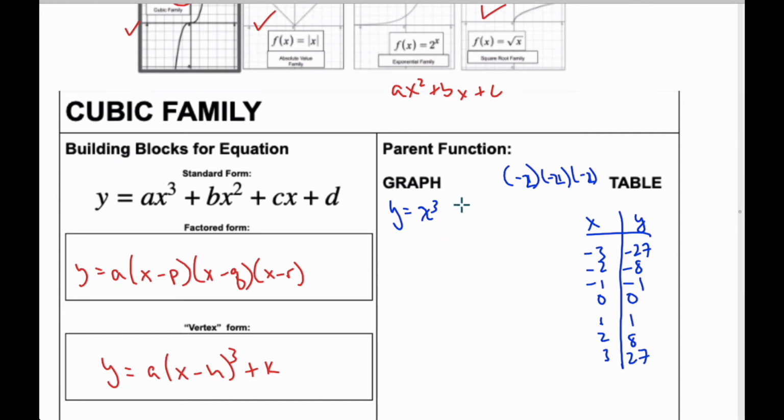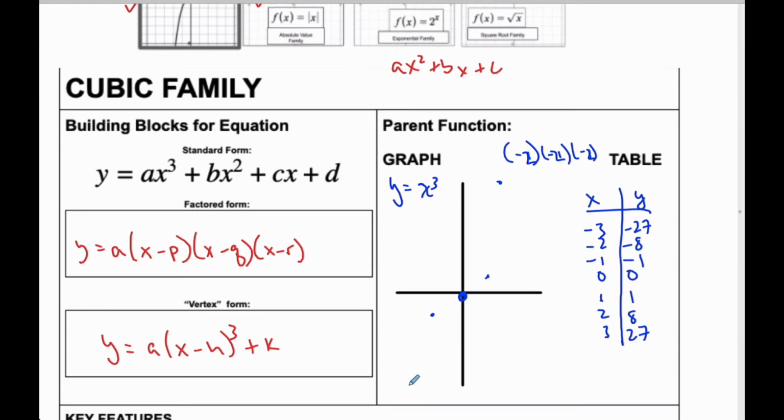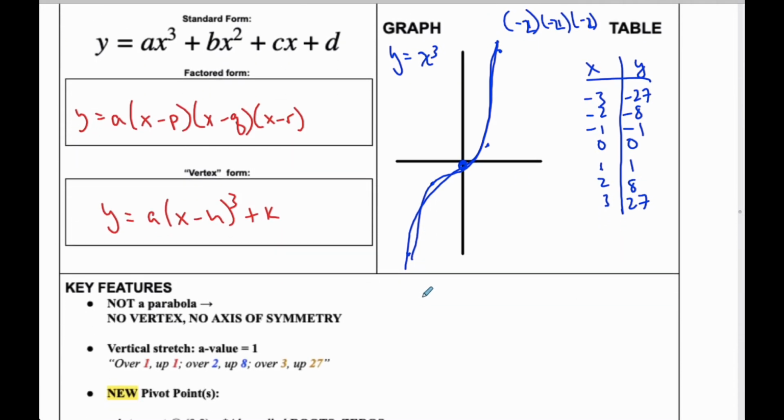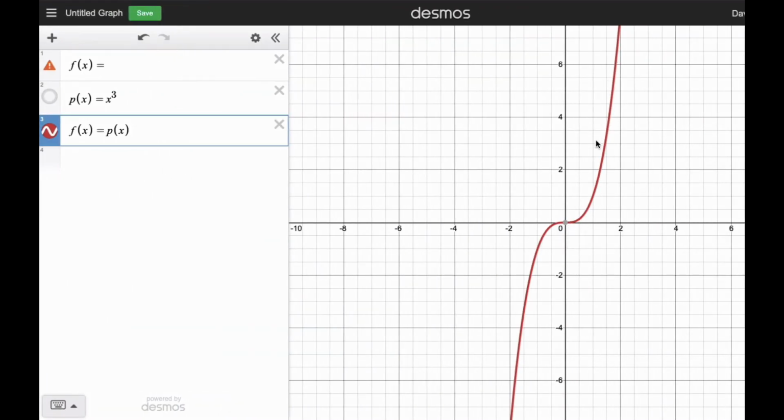So when I come along here and graph this scenario, I have 0, 0 in the middle, I have 1, 1, I have 2, 8, and 3, 27. Similarly, I have -1, -1, -2, -8, and so I get this graph here that goes like this. It's hard to do on the screen. And there is our x cubed graph. Here is our x cubed graph on Desmos, and you can see it's actually nice and almost like this half of the quadratic is going down.